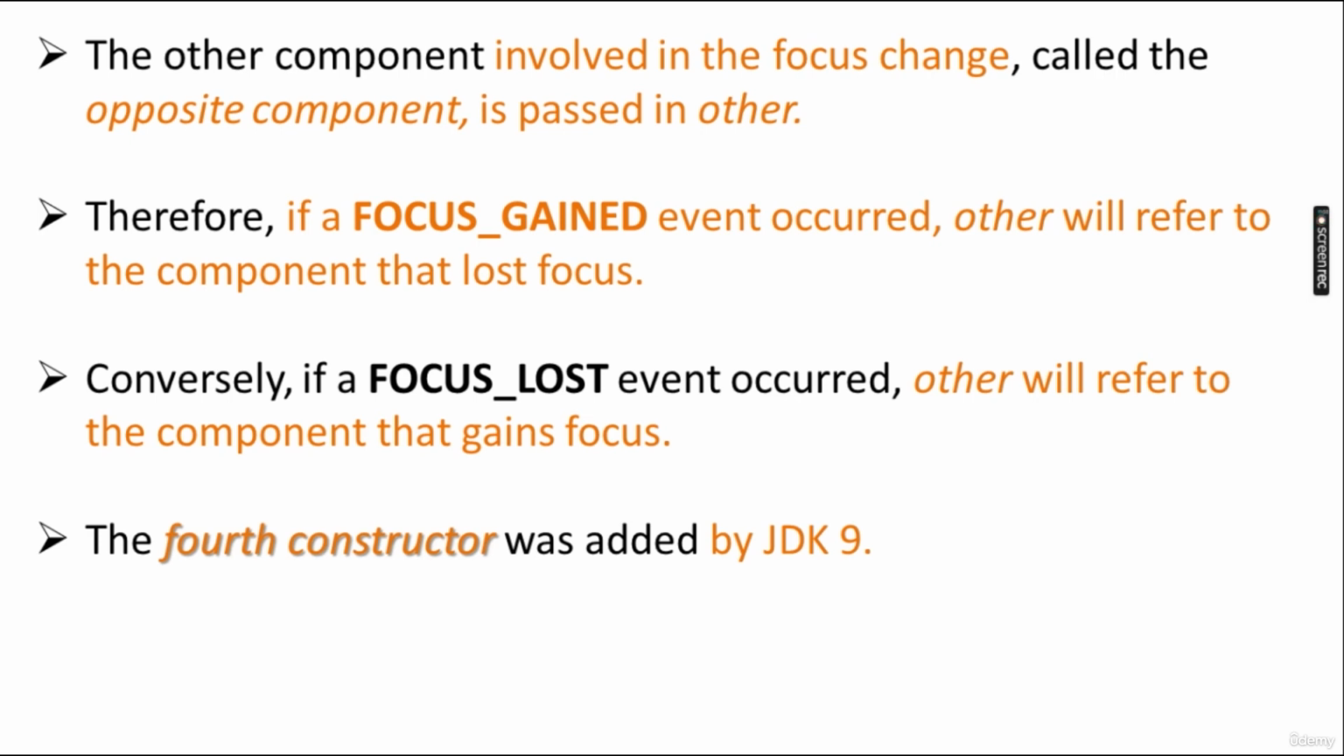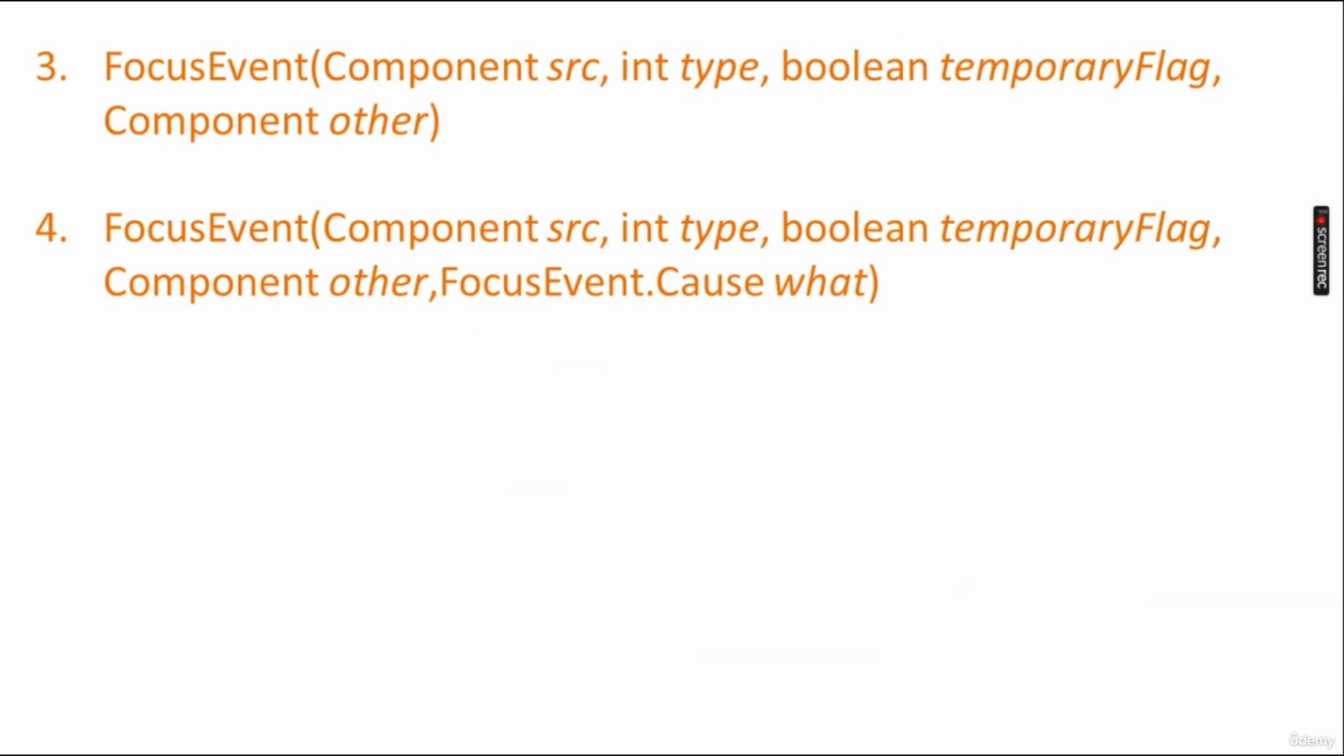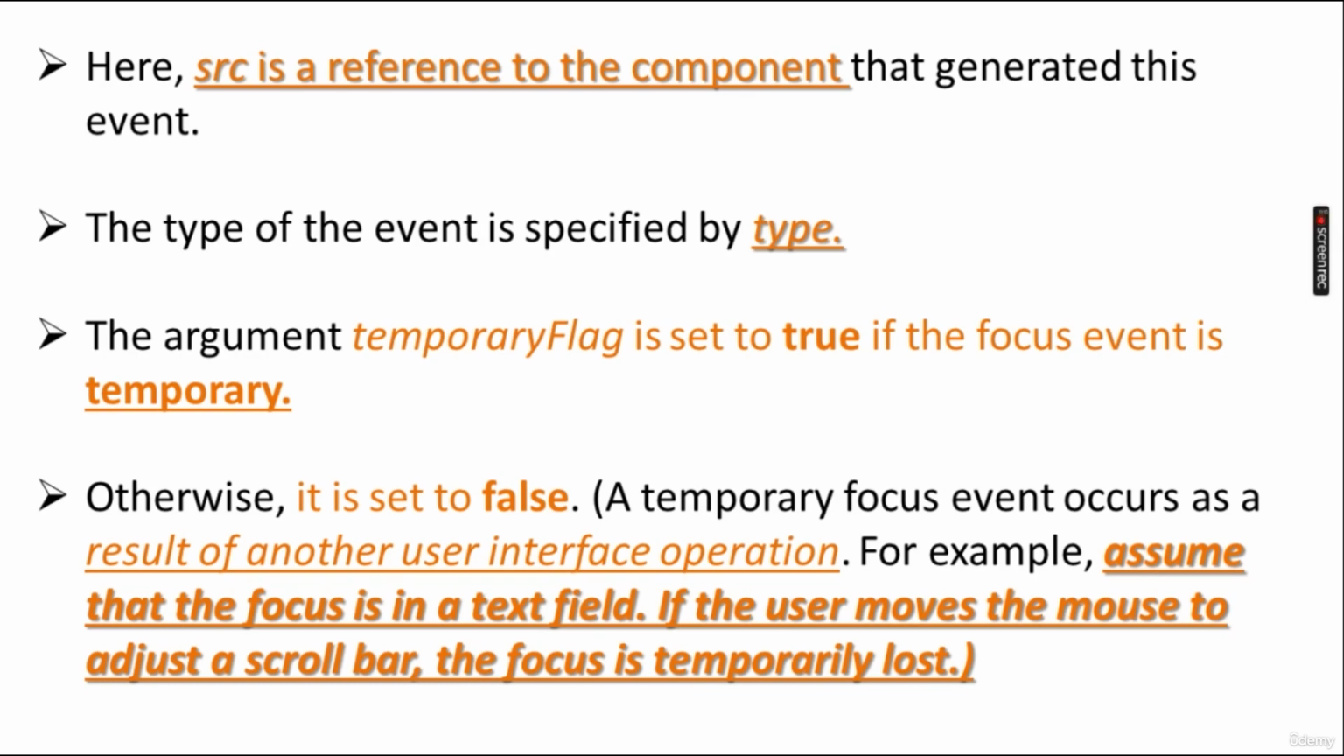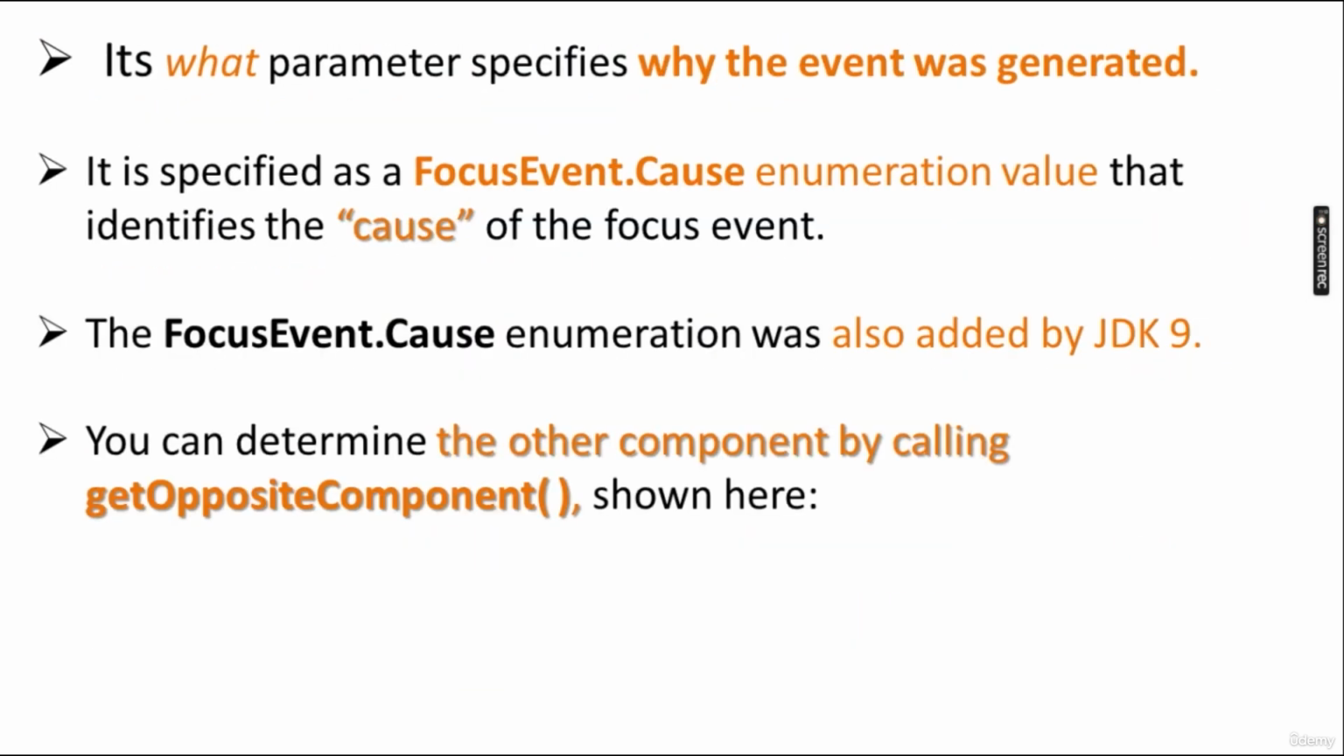The fourth constructor was added by JDK 9. The last is focus event dot cause, which was added in Java 9. This parameter specifies why the event was generated, what the cause was. It is specified as a focus event dot cause enumeration value that identifies the cause of the focus event, and it was added by Java 9.